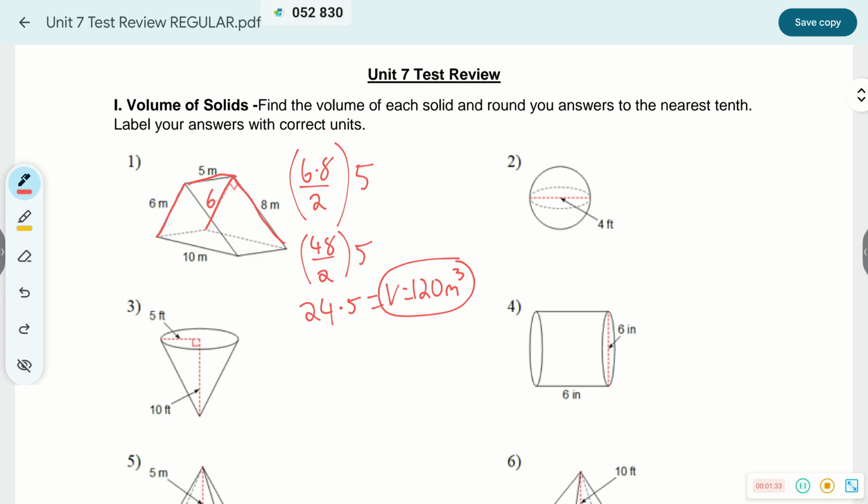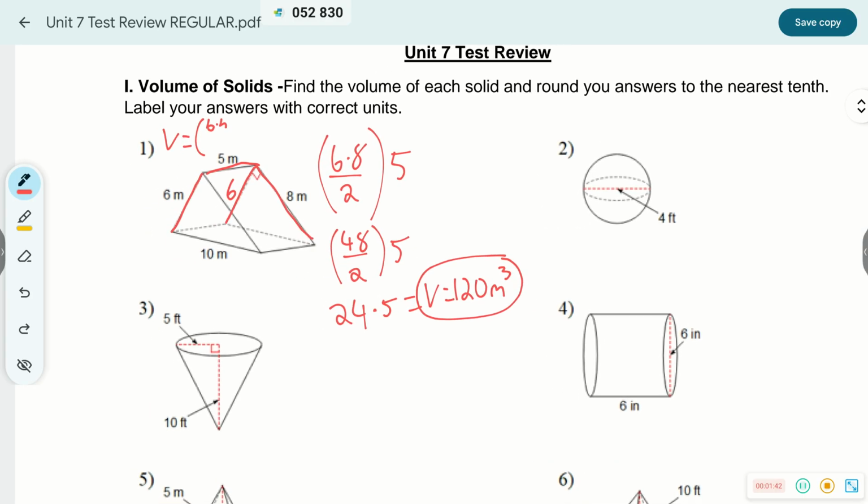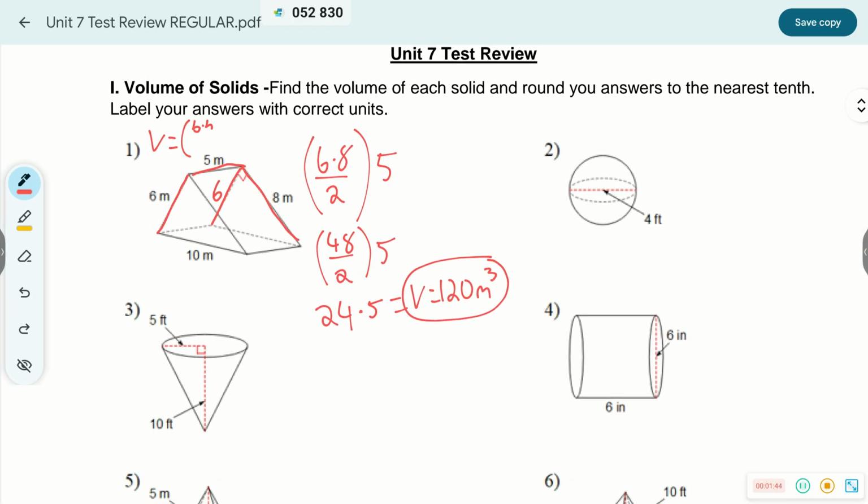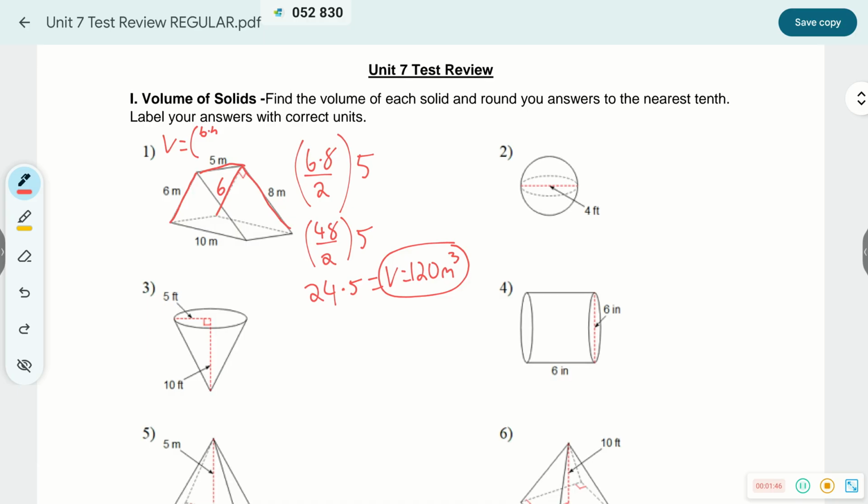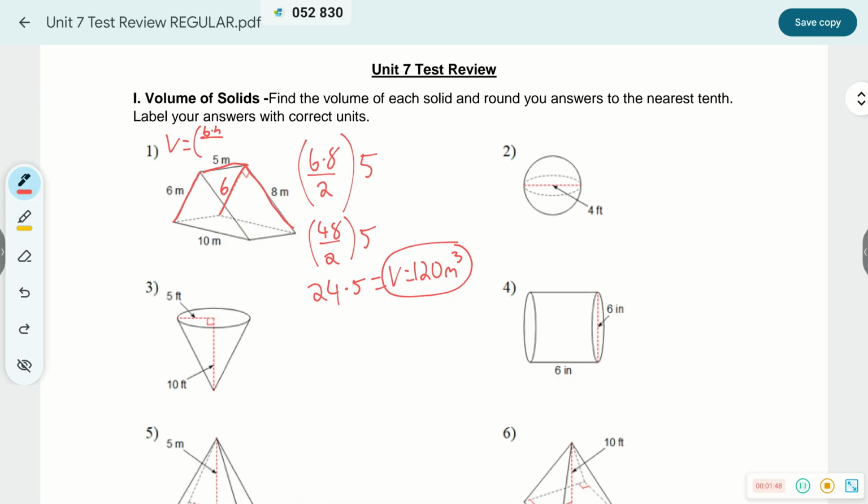The formula for that is V equals base times height divided by 2 times the length. Okay, that's the formula for that.